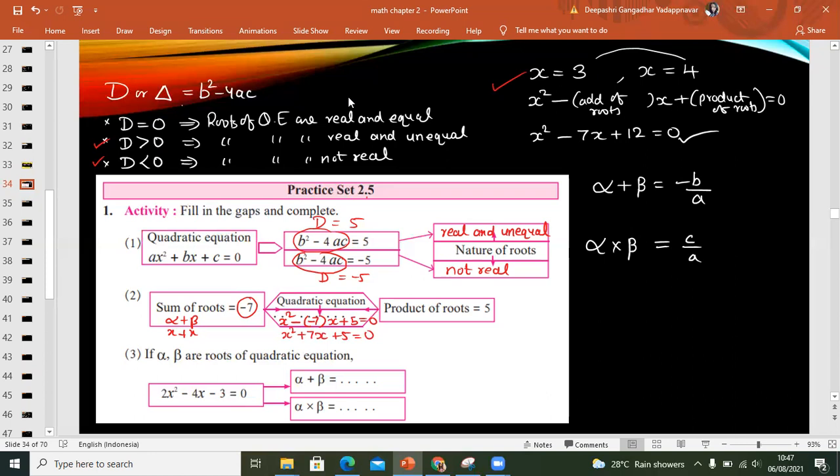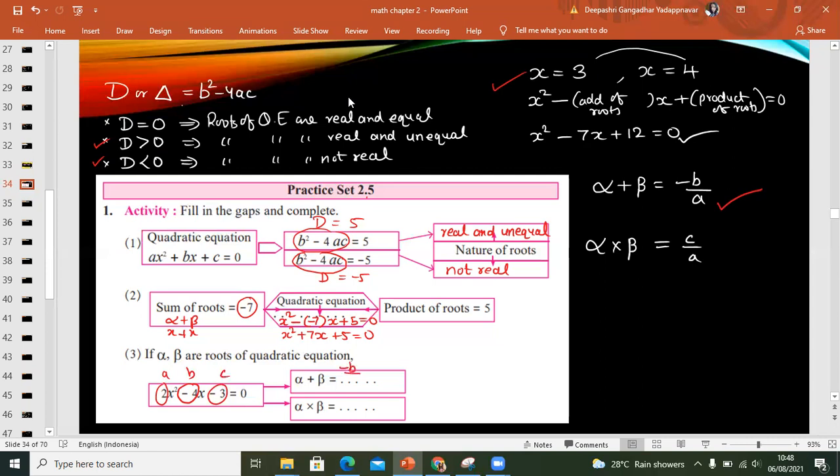Then third point here, third question: if alpha and beta are roots of a quadratic equation, then what is the answer if you do alpha and beta addition? So here we have a direct formula, that is minus b upon a. Here b is the middle term, minus 4, and a value is this. This is b, and this constant number is c. So we just have to use the formula here.